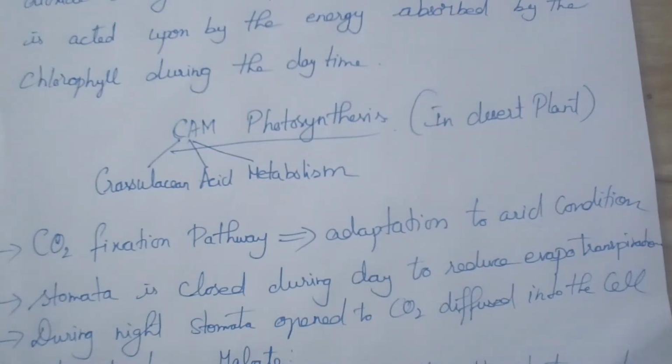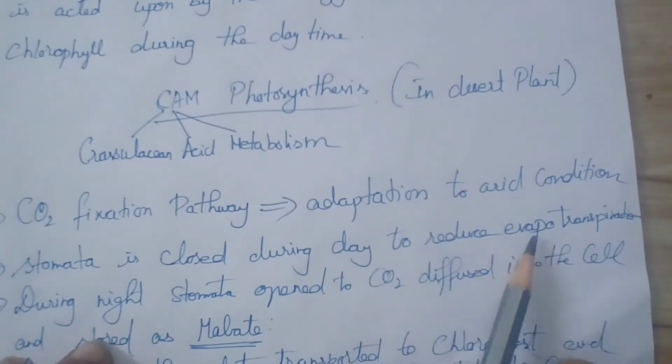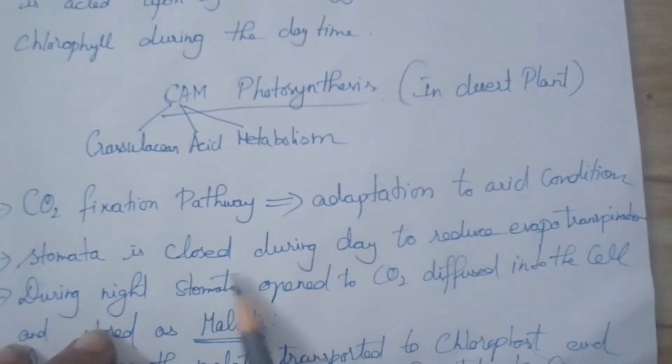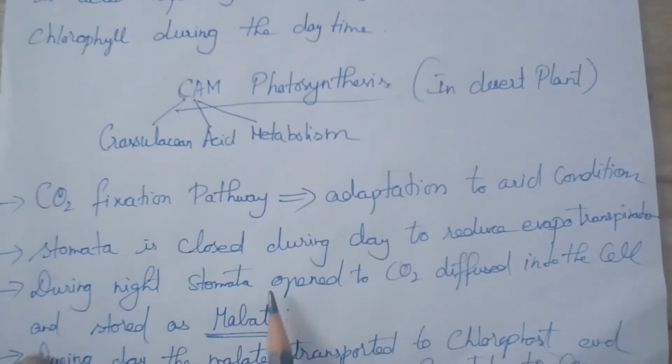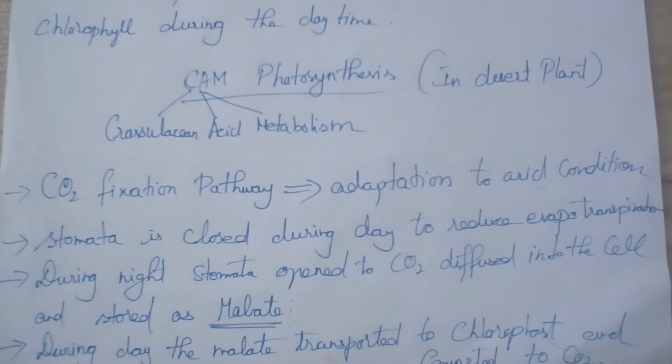Okay, since stomata is closed during the day to reduce evapotranspiration. During the daytime the desert plants will close their stomata. During night, stomata open, CO2 diffuses into the cell and is stored as malate. Okay, it will store as malate. Malate is nothing but malic acid. Okay, it will be stored in the vacuoles of the cells during the night time.